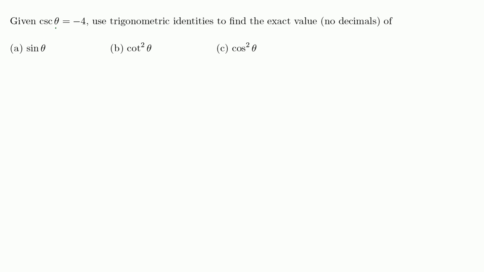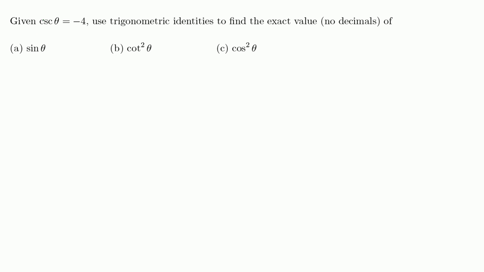Given cosecant theta is equal to -4, use trig identities to find the exact value of, in part A, sine theta, part B, cotangent square theta, and part C, cosine square theta. Okay, so cosecant is given, and we know that cosecant is the reciprocal of sine. Sine is 1 over cosecant, and cosecant is 1 over sine.